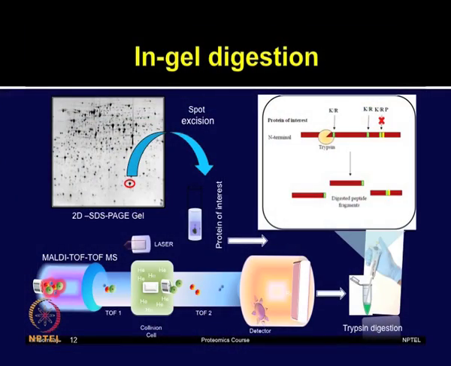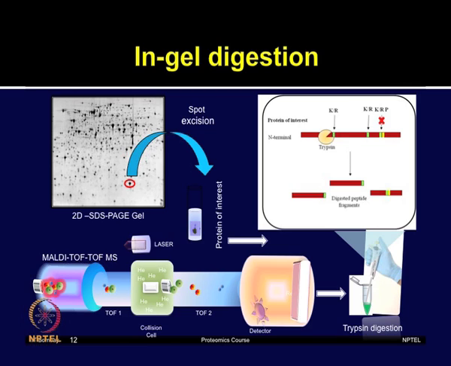This slide gives you an overview. Since in the last module we discussed two-dimensional gel electrophoresis, it shows that if you have a spot of interest, you can excise that spot from the 2D gel and then subject that to in-gel digestion followed by the mass spectrometric analysis. In-gel digestion is a multi-step procedure which includes spot selection, spot excision, removal of the stain, reduction, alkylation, proteolytic cleavage as well as peptide extraction.